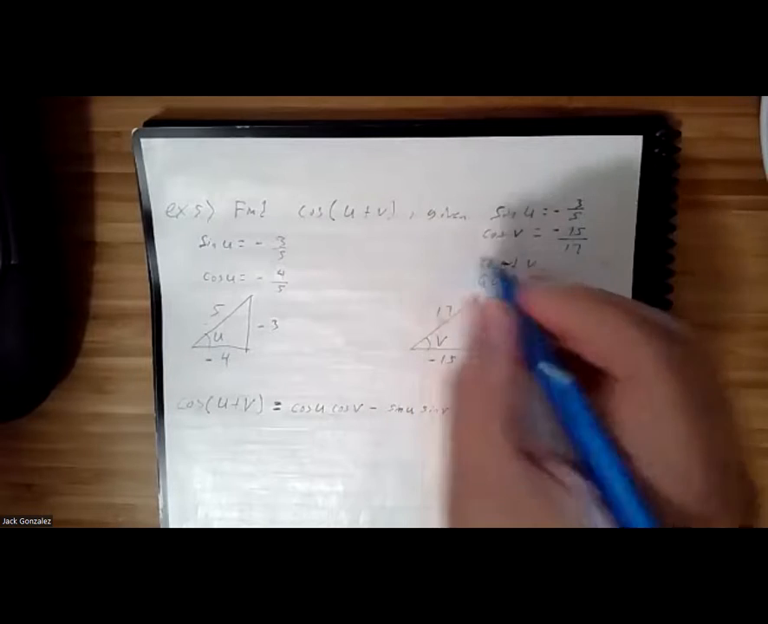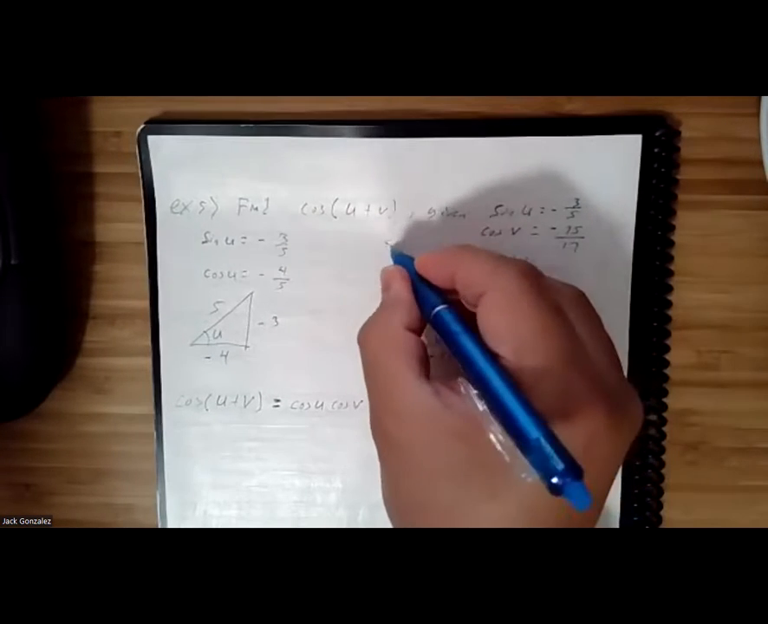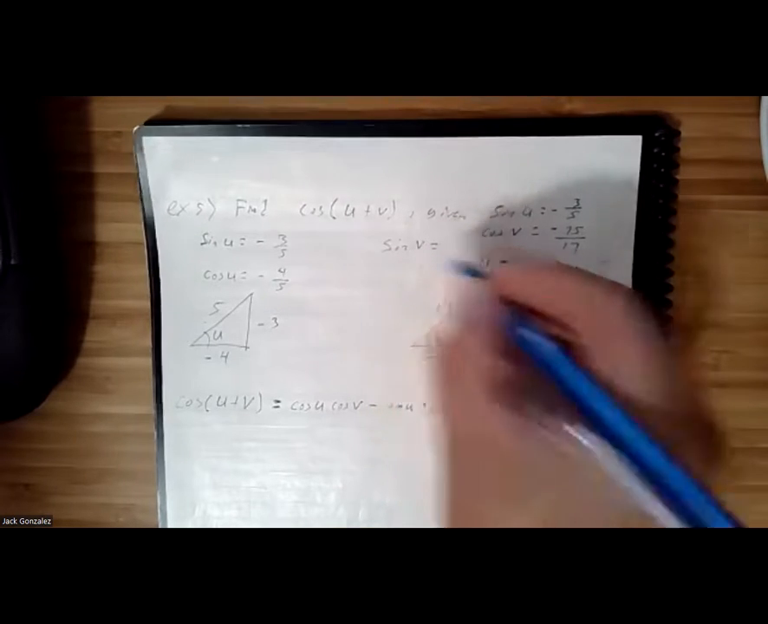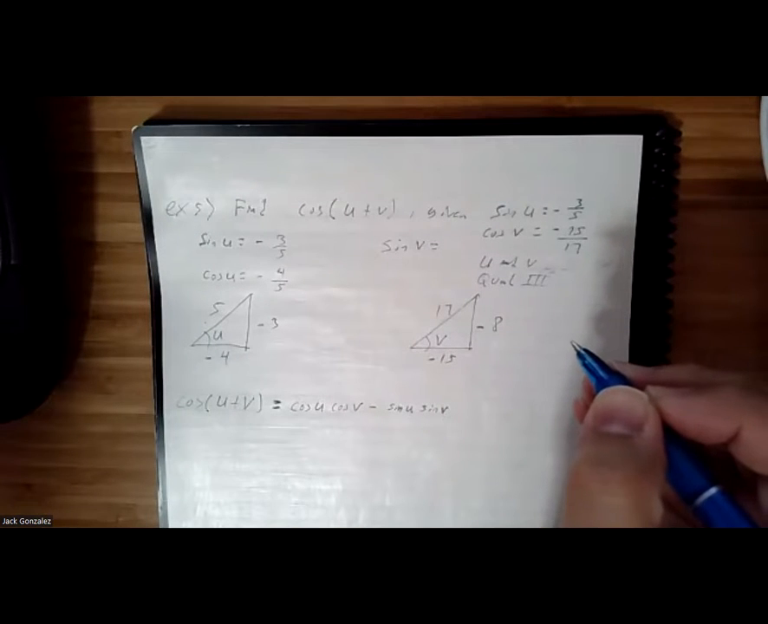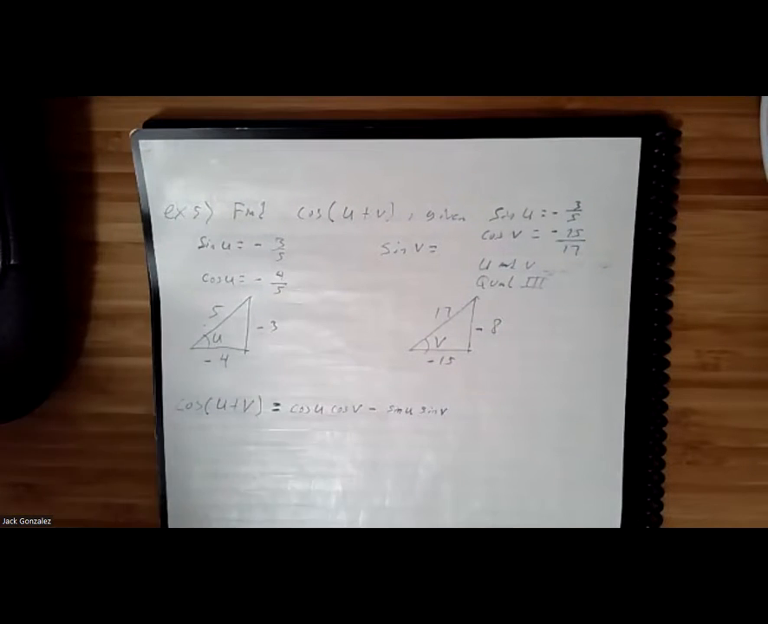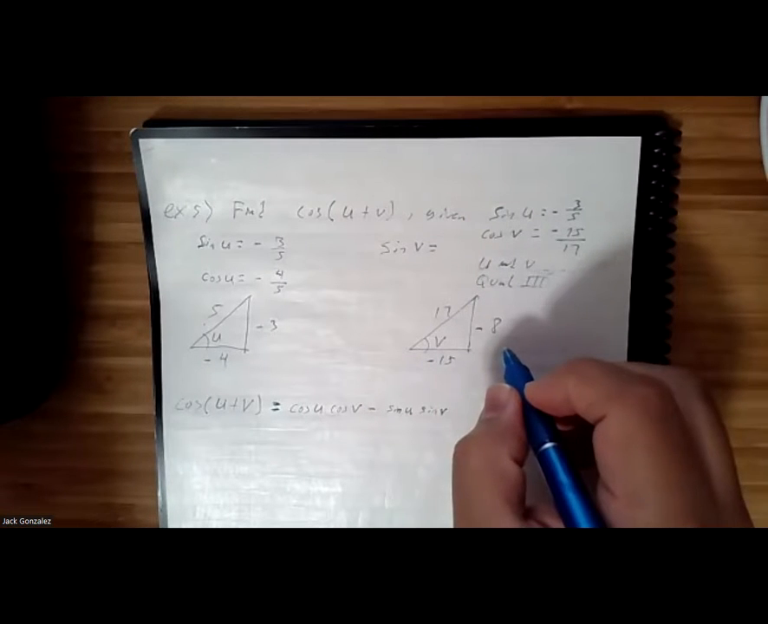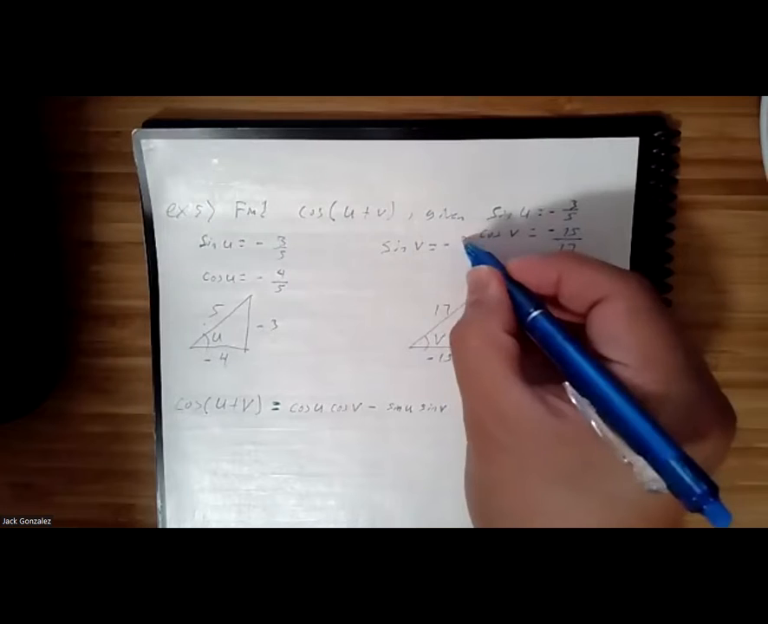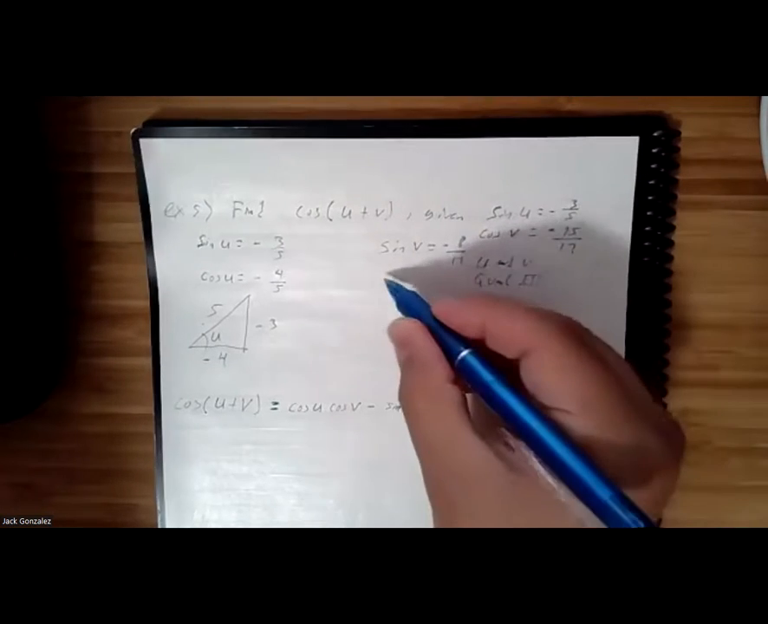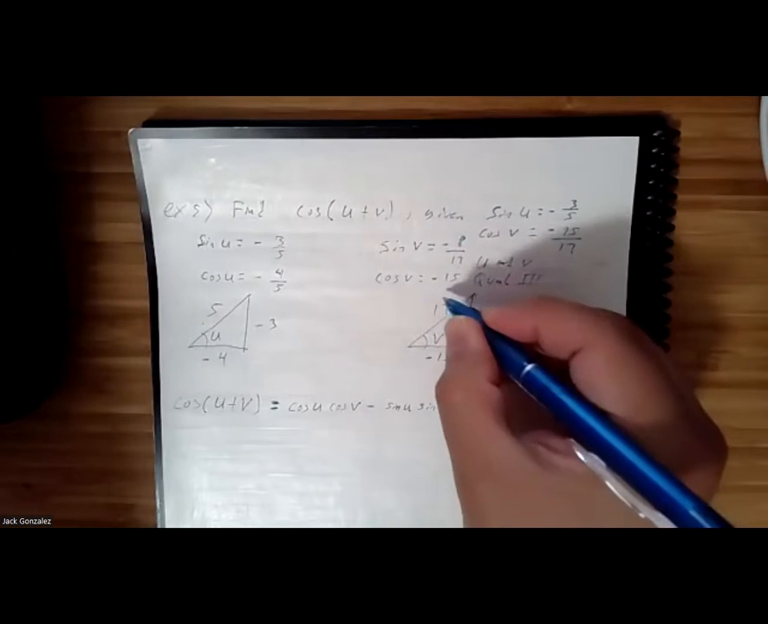Okay, now sine of v. Sorry, give me one moment. Okay. So sine v is opposite over hypotenuse. Cosine v is -15/17.